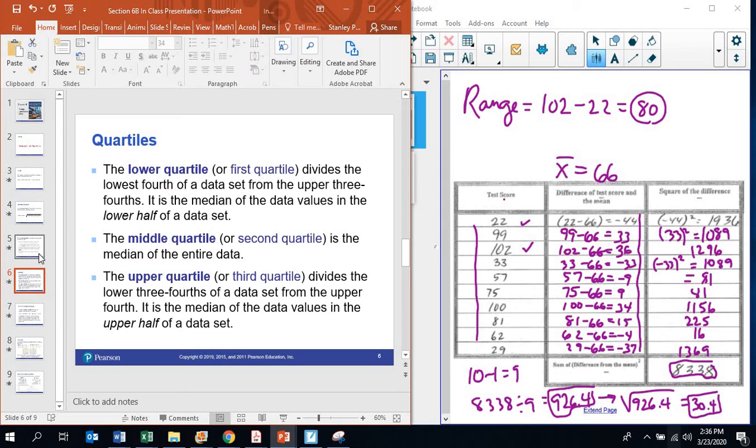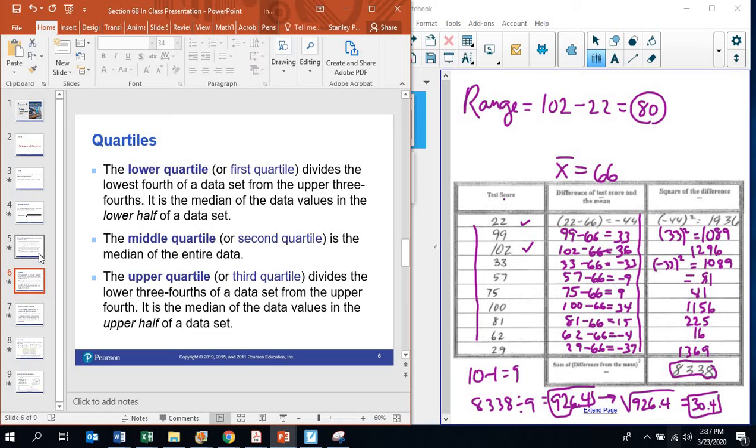Now on to the new stuff. All right, the new stuff talks about box plots and quartiles. Okay, so you can see here that what's known as the lower quartile is the first quarter, if you will, of your data set.